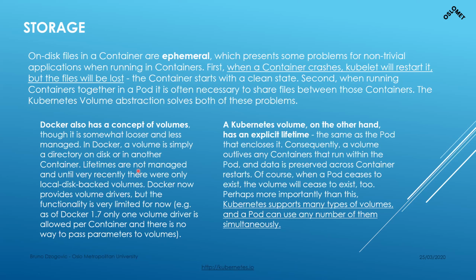In Docker, the lifetimes are not managed, and they're just local disk volumes. So when you specify a volume, it's something that's short-lived locally. Now, as of new, Docker provides volume drivers for the storage, but I'm not sure about the CSI, the Container Storage Interface. I'm not sure if that works very well.